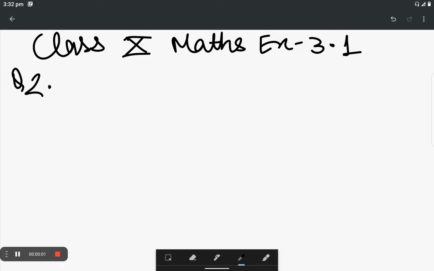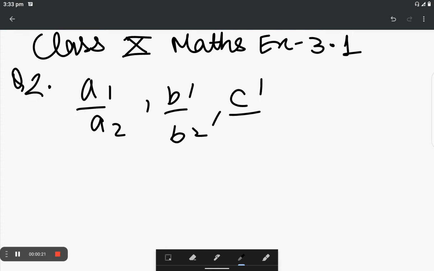Hello everyone, in this video we are going to learn class 10th exercise 3.1 question number 2. In this question we are supposed to compare the ratios A1 upon A2, B1 upon B2, and C1 upon C2, and tell whether the lines intersect at a point, are parallel to each other, or are coincident to each other.